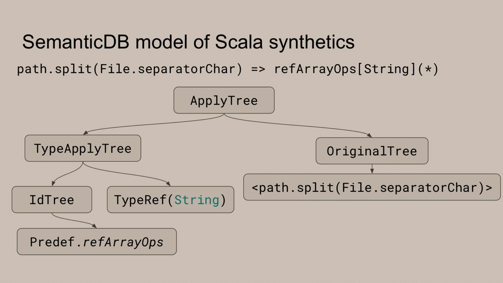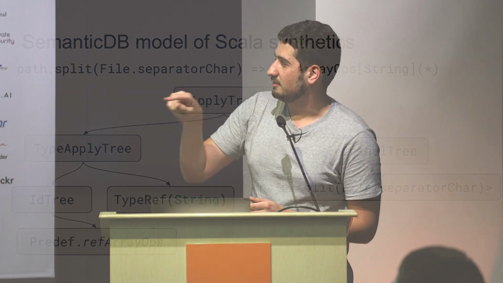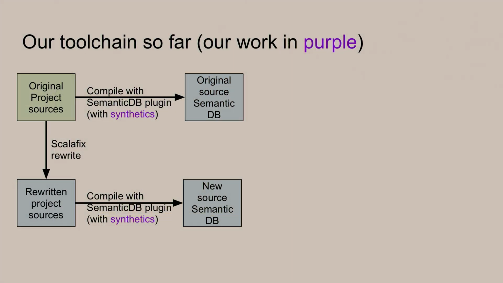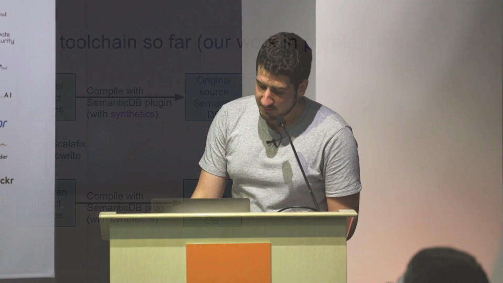And just to summarize, it's basically a standard typed abstract syntax tree. So to call this ref array ops, we do an apply on a type apply on predef.ref array ops, and we apply it to the original tree. So now, with the tools we've talked about, we run the Scala compiler with the SemanticDB plugin on both code bases, and this produces two sets of SemanticDB that are parallel to the sources that they were run on. And it includes synthetic information, which is the information that doesn't appear in the sources, but is the information that we actually care about in terms of semantic diffing.